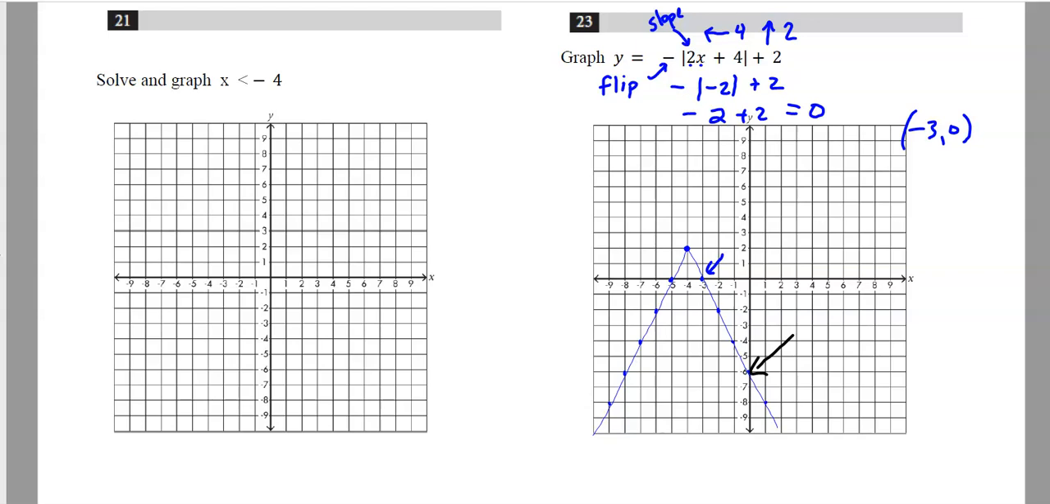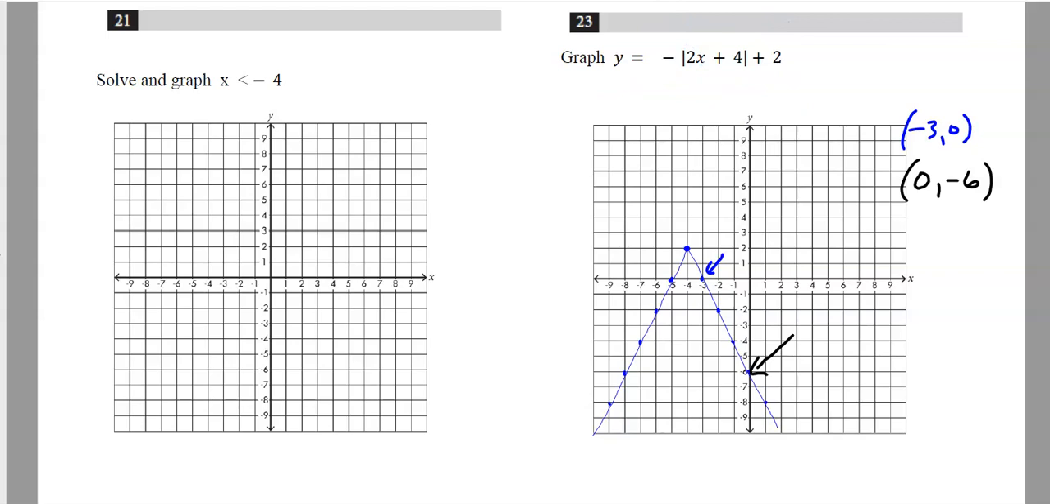Let's pick 0, -6. 0, -6. So I'm going to come up here. And on the test, man, if you have extra time, that's what you do. You test stuff just to be sure. If I stick 0 in, 2 times 0 is 0. 0 plus 4 is 4. Absolute value of 4 is 4.